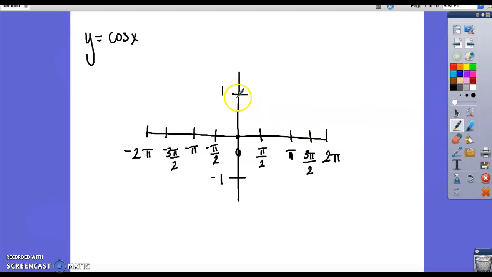If I graph just this first period and I start at the origin, for cosine the only difference is I start at the max. Then I go to the x-axis, min, x-axis, max. So one full period of that cosine graph looks like this: x-axis, min, x-axis, max. Another full period looks like that.